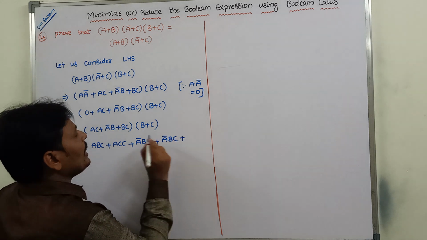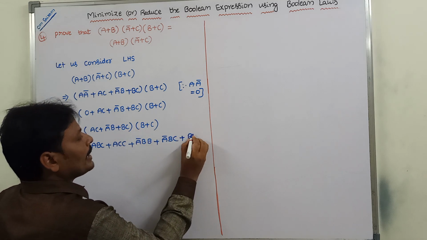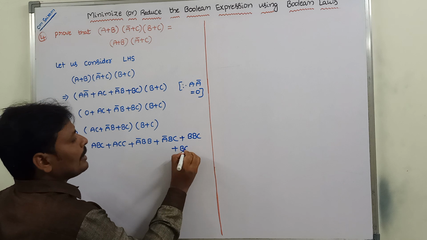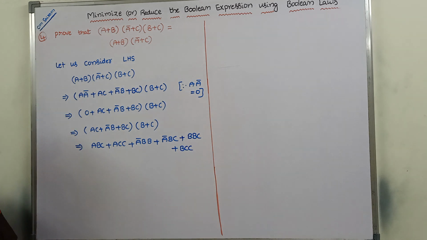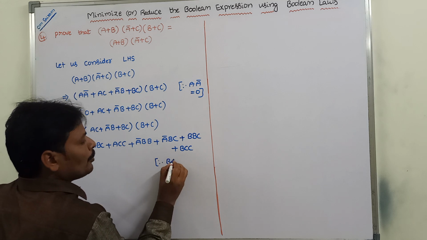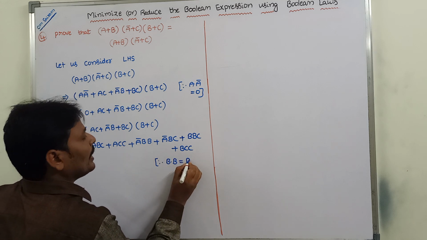Next, bc multiplied with b, we get bbc. Next, bc multiplied with c, we get bcc. Okay, so we know that b into b is equal to b.